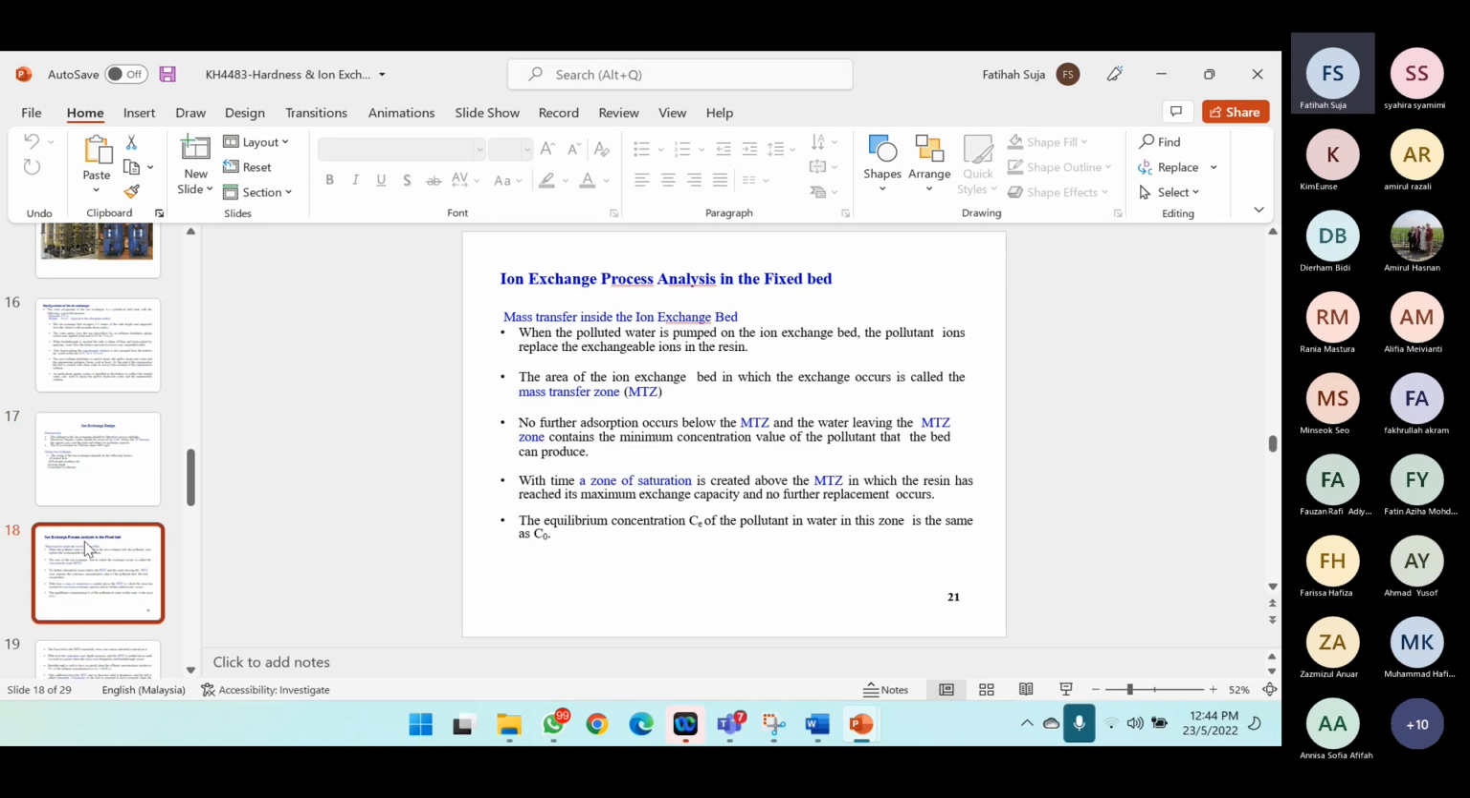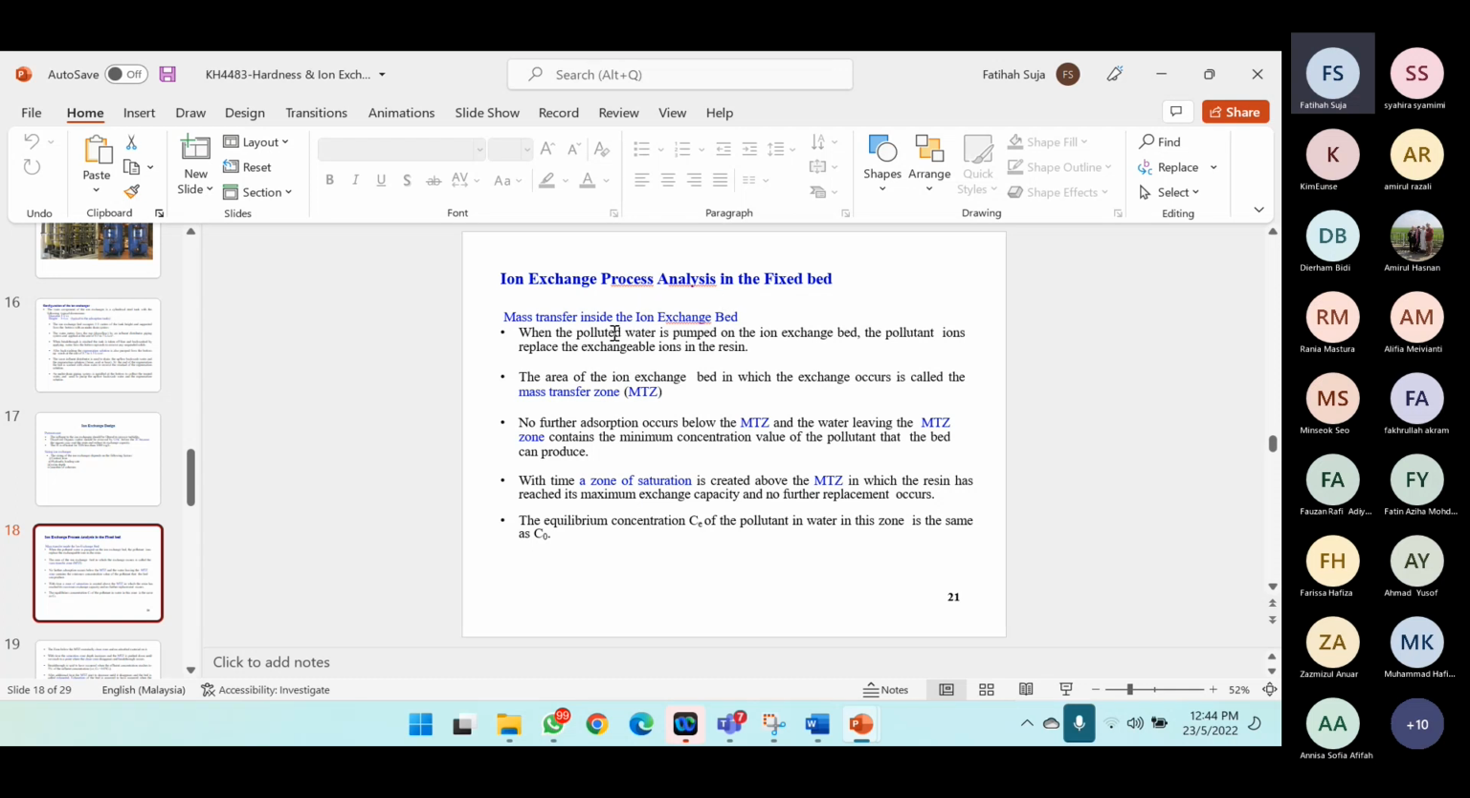Ion exchange process analysis in the fixed bed. We always call it fixed bed because the resin is fixed. They make sure that there is an under drain system and you put this resin in the column.